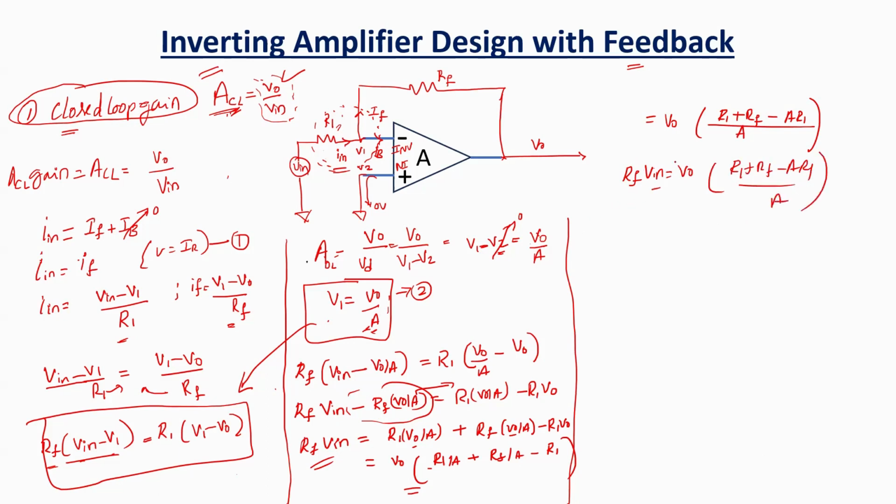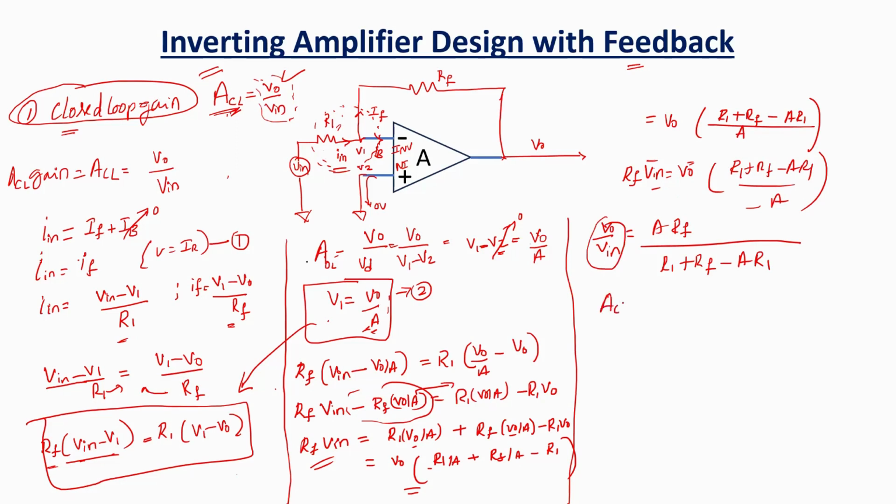Now, just focus on V in and V0. We have to arrange it in a fashion like this so that you can get the closed loop gain, as simple as that. Now V0 by V in is equal to A RF divided by R1 plus RF minus AR1. So look at here, you got this particular formula.